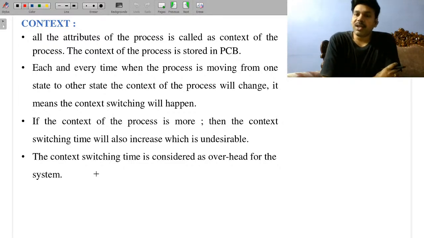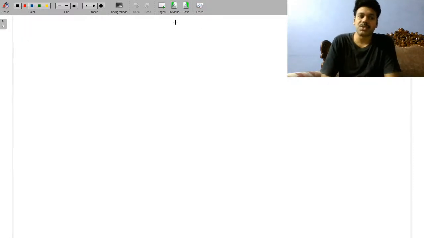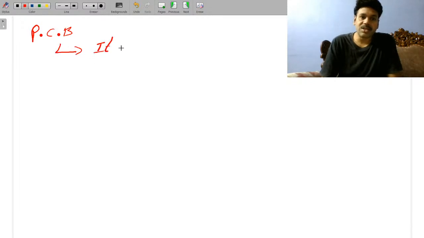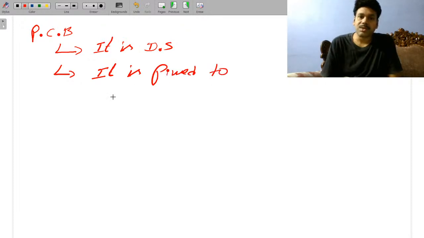Whenever you do preemptive scheduling, there is a concept called context. What is the context? Last session we learned the concept of the process control block. The process control block, as we discussed, is a data structure. It is pinned to the process.